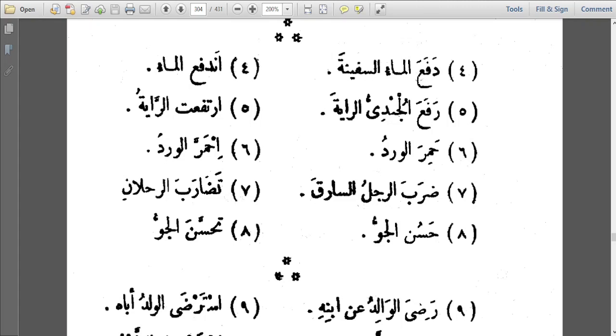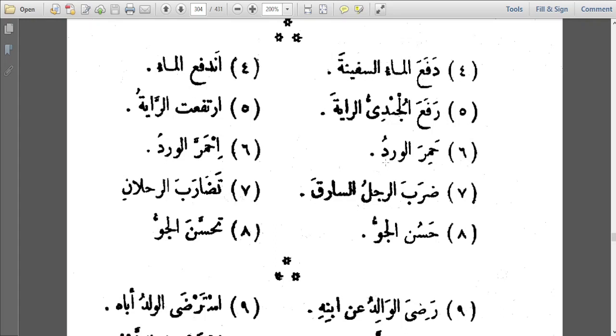He says, dafa al-ma'u as-safinata. The water pushed the ship. In dafa al-ma'u, the water gushed forth. In dafa'a, to come out with a force. In dafa al-ma'u, the water gushed forth or pushed forth. And then we have rafa'a al-jundiyu ar-rayata. The soldier raised the flag. Ar-raya is flag. And then we have irtafa'at ar-rayatu. The flag has risen. Irtafa'at, the flag has risen.